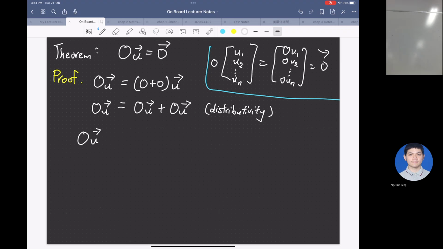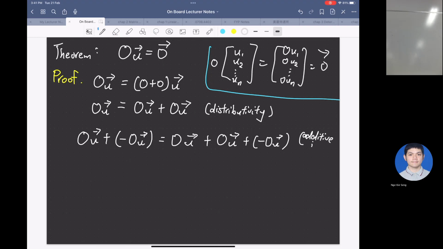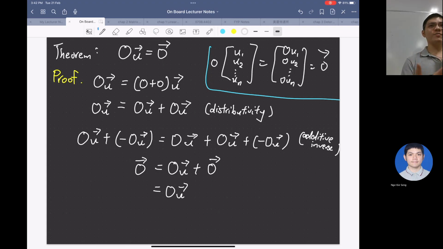So you can add to both sides the negative of the vector, the additive inverse of 0u. Then you get 0 on one side, and on the other side 0u plus the 0 vector. If somebody asks you what mathematicians do, this is what we are doing. We start with limited rules and then play with the rules.